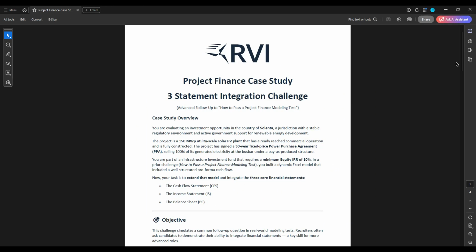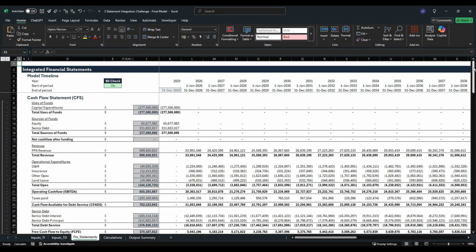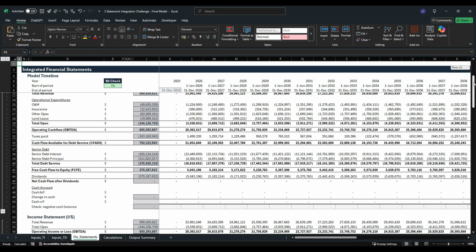In this advanced challenge, we are building on the project finance model we have built together from scratch in the previous course, how to pass a project finance modeling test. This time, we are taking things a step further, integrating the three core financial statements into your model: the cash flow statement, income statement, and balance sheet. Here's a quick look at the end result. A fully balanced set of statements linked into the existing model logic.